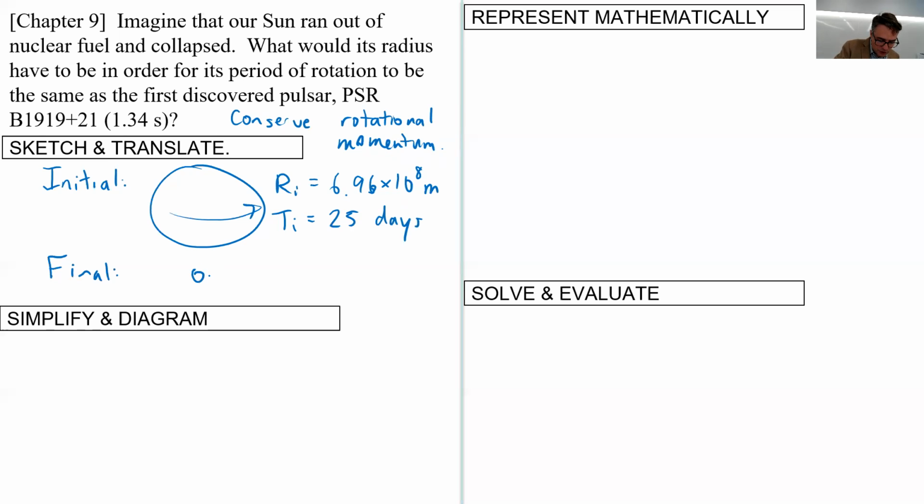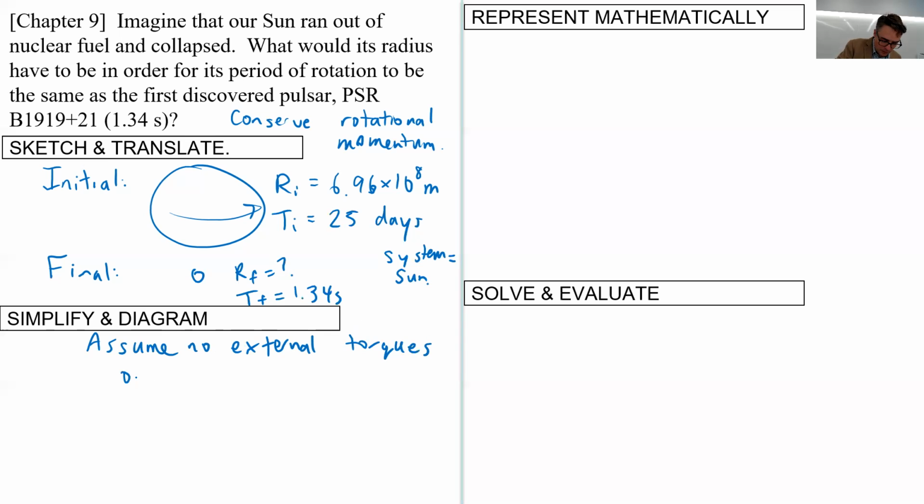And then finally, if it shrinks down, it'll have some R final, which we don't know, and a T final of 1.34 seconds. So the system is the sun. Assume that there's no external torques on the sun. So what that means is that L initial equals L final. That's just how I would write that.